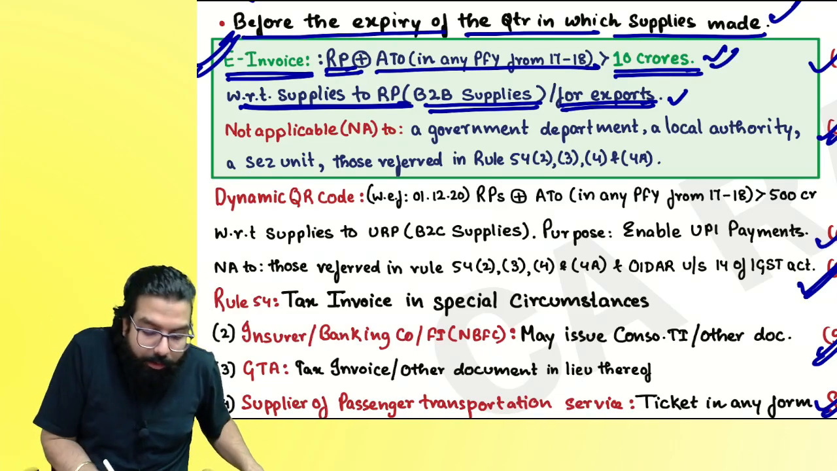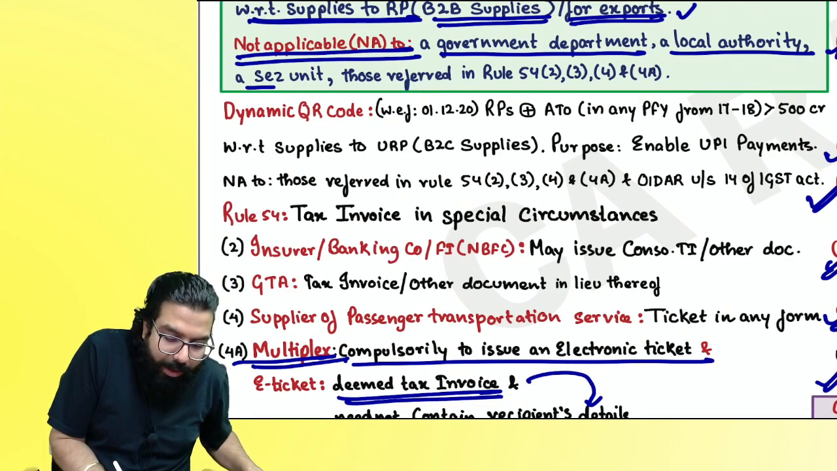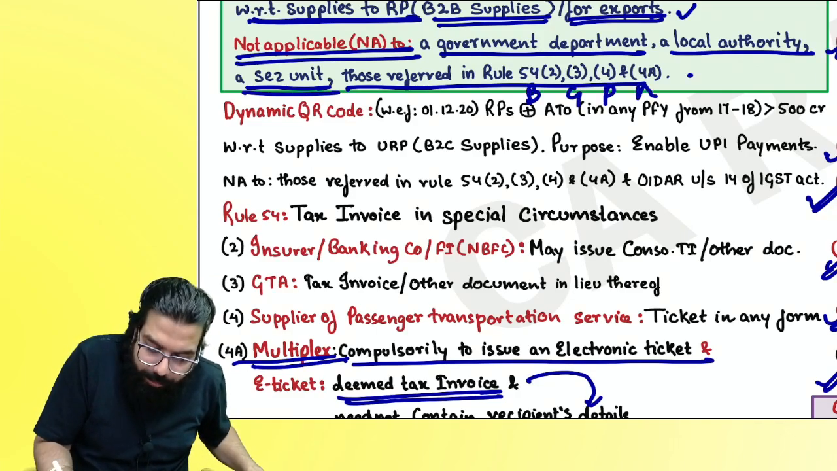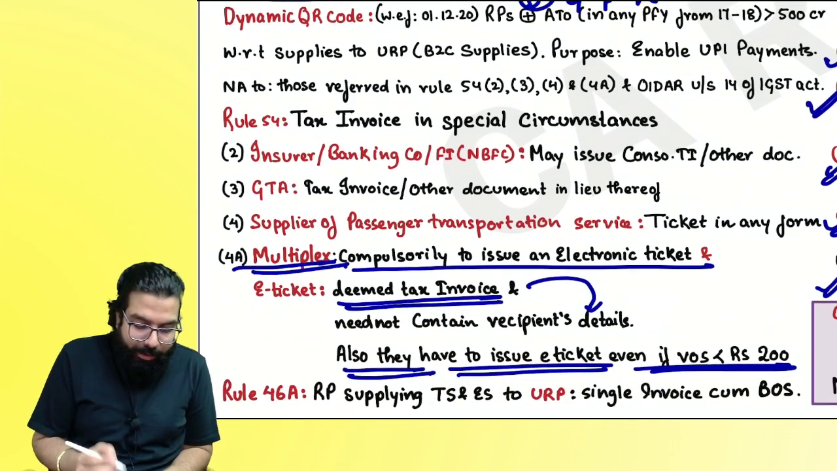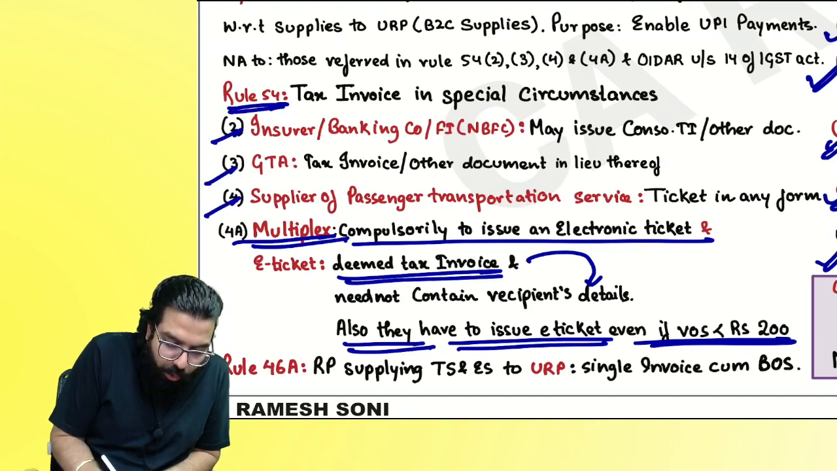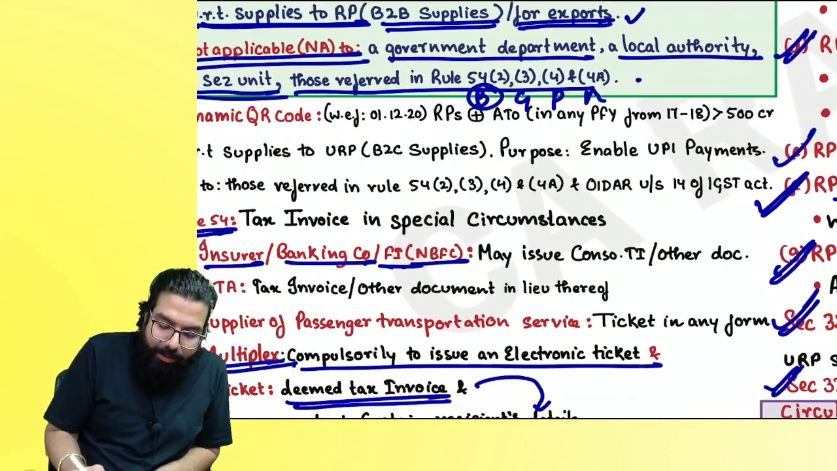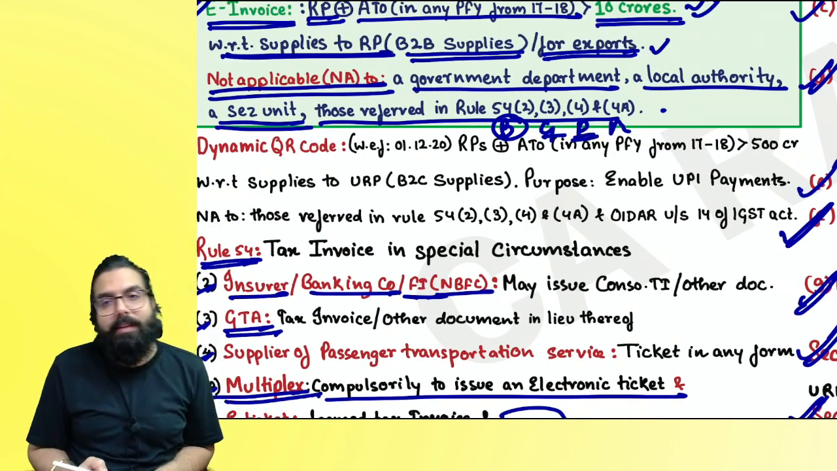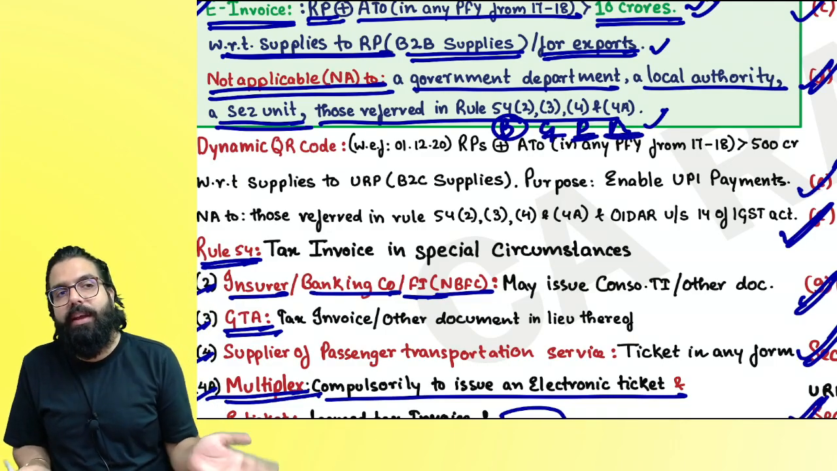Means you are required to generate an invoice and register it on einvoice1.gst.gov.in. Sir, when is e-invoicing not applicable? If you are a government department, local authority, SEZ unit, or BGPM. B for banking company. 54.2 talks about banking company. And here, everyone, 54.2, 3, 4 and 4A. Banking company means NBFI. G means GTA, whoever is a GTA, and P means passenger transportation service, and M means multiplex. For these people, e-invoicing is not applicable.